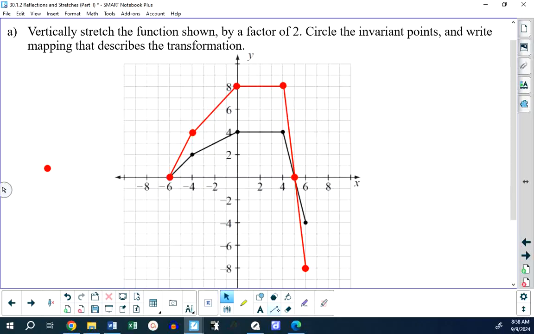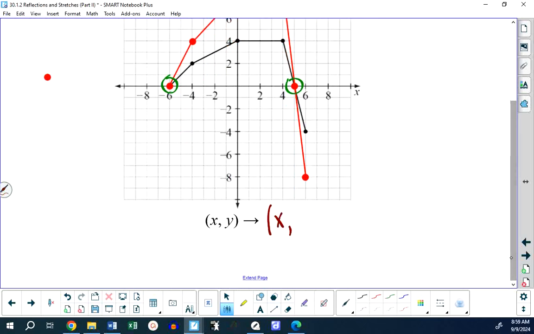So what are we asked to do? We're asked to circle the invariant points. This is an invariant point. This is an invariant point. And write the mapping. So what has happened here? It's really quite simple. Y has been multiplied by 2. If y was negative 4, it becomes negative 8. If y was 2, it becomes 4. So the mapping is that, right? Every y coordinate gets doubled. And we can apply that mapping to the invariant points too, because the invariant points have y coordinates of 0. So if I multiply 0 by 2, I still get 0. Any questions with A?